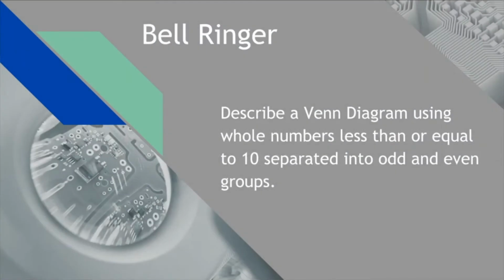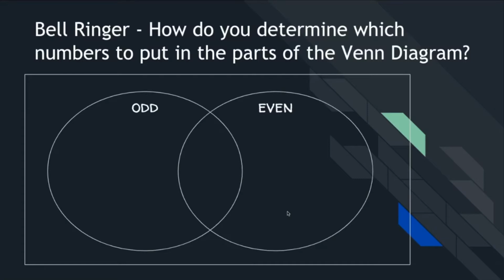The bell ringer: describe a Venn diagram using whole numbers less than or equal to 10 separated into odd and even groups. Okay, so we know a Venn diagram uses different groups to describe the total data involved in the entire selection. So let's look at this carefully. How do you determine which numbers to put in the parts of the Venn diagram? Which ones are odd and which ones are even?